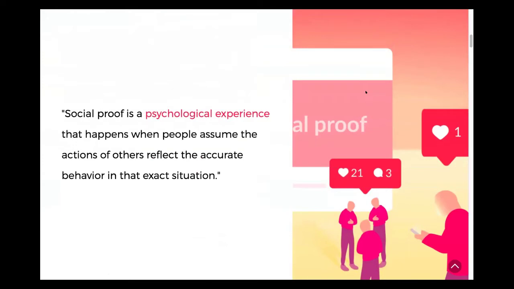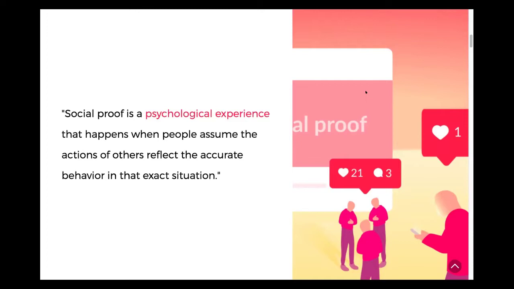Social proof is a psychological experience that happens when people assume that the actions of others reflect the right behavior in their situation. In other words, it's conformity, right? We conform when we make assumptions about certain social evidence. So if we see a lot of people like a certain product, we trust that product. And this doesn't just happen in real estate.